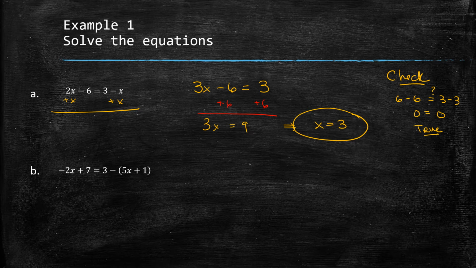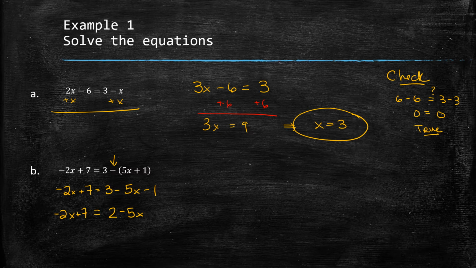Okay, part B. This time let's start by distributing the negative on the right-hand side. So I have negative 2x plus 7 is equal to 3 minus 5x minus 1. I'll add like terms on the right-hand side. So 3 minus 1 is 2. So right now I have 2 minus 5x on the right. The left-hand side is the same, negative 2x plus 7.